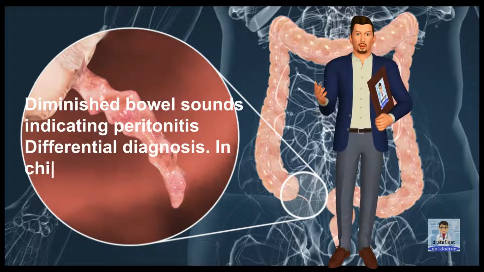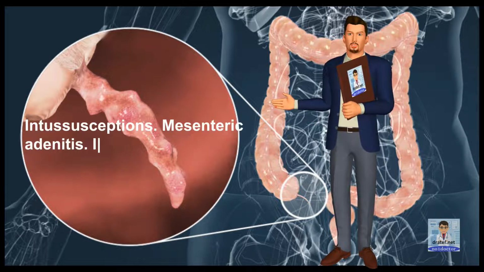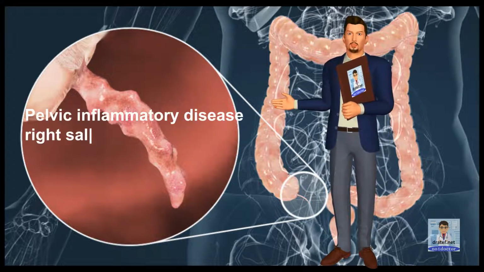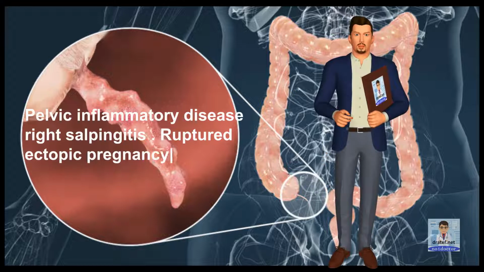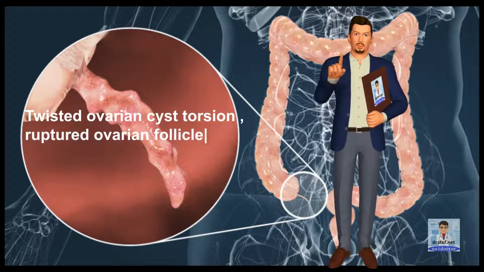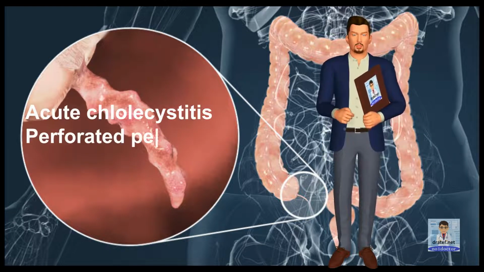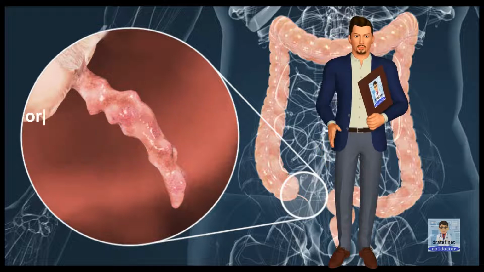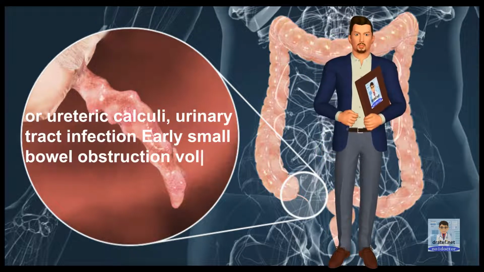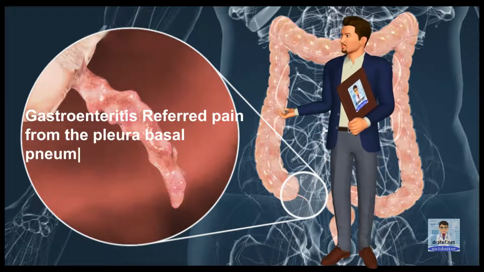Differential diagnosis. In children: intussusception, mesenteric adenitis. In female patients: pelvic inflammatory disease, right salpingitis, ruptured ectopic pregnancy, twisted ovarian cyst torsion, ruptured ovarian follicle. In the general population: acute cholecystitis, perforated peptic ulcer disease, renal or ureteric calculi, urinary tract infection, early small bowel obstruction, volvulus, gastroenteritis, referred pain from the pleura, basal pneumonia.